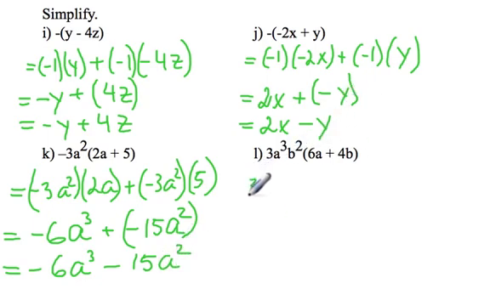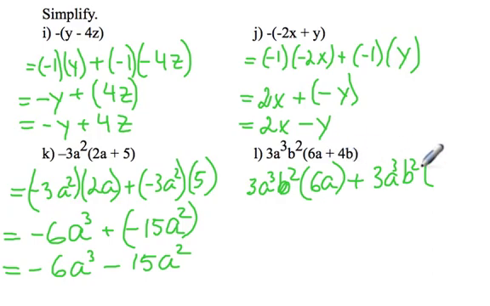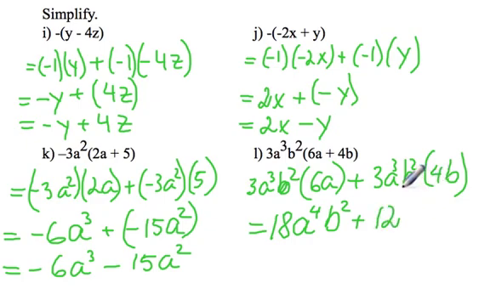Question L, 3a to the power of 3b squared times 6a plus 3a to the power of 3b squared times the second term in the bracket, 4b, equals 3 times 6, 18, a to the power of 3 times a to the power of 4, and we have b squared there, plus 3 times 4 is 12, a to the power of 3, and b squared times b is b to the power of 3.